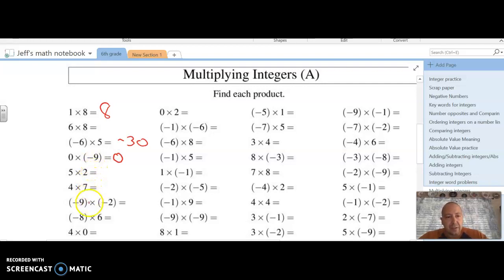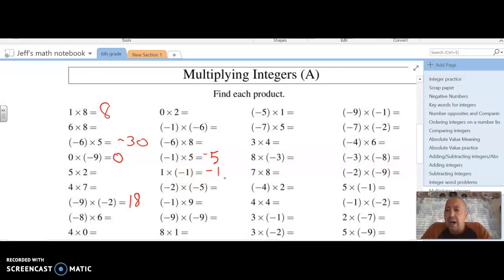Going down the list, I look at a negative times a negative, negative 9 times negative 2. So a negative times a negative is going to be positive 18. Continuing down the list, if we have a negative times a positive, negative 1 times 5, negative times a positive is going to come out to a negative. Right below it, we have 1 times negative 1, so a positive times a negative is also a negative.